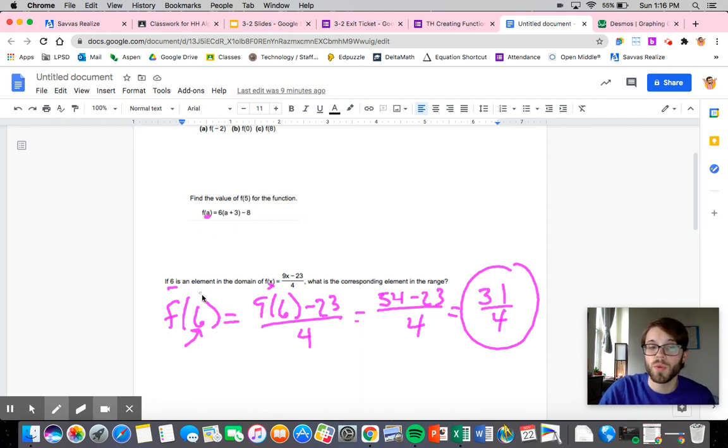And you'll notice at no point did I touch this side after replacing the x with the 6. Okay, so again, you leave the left-hand side alone. You do not separate the f from the x or anything like that.